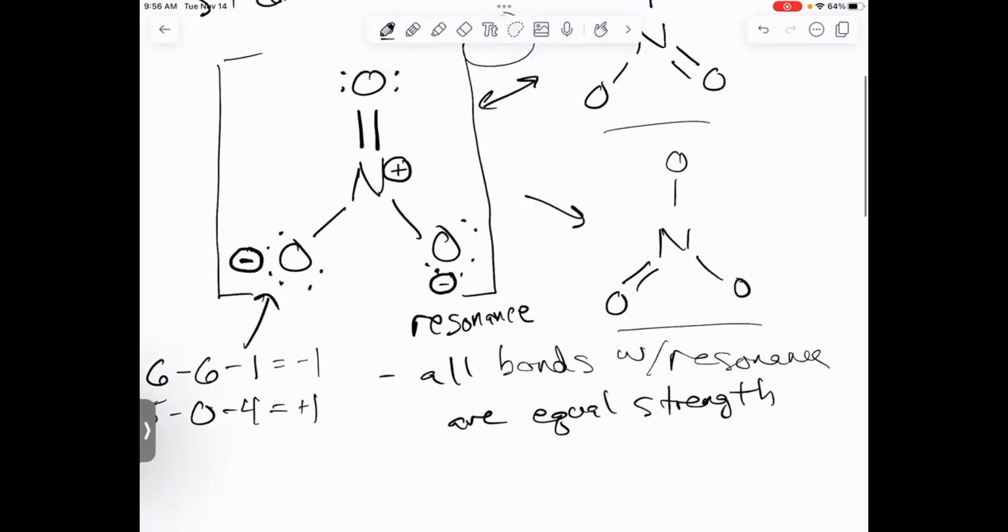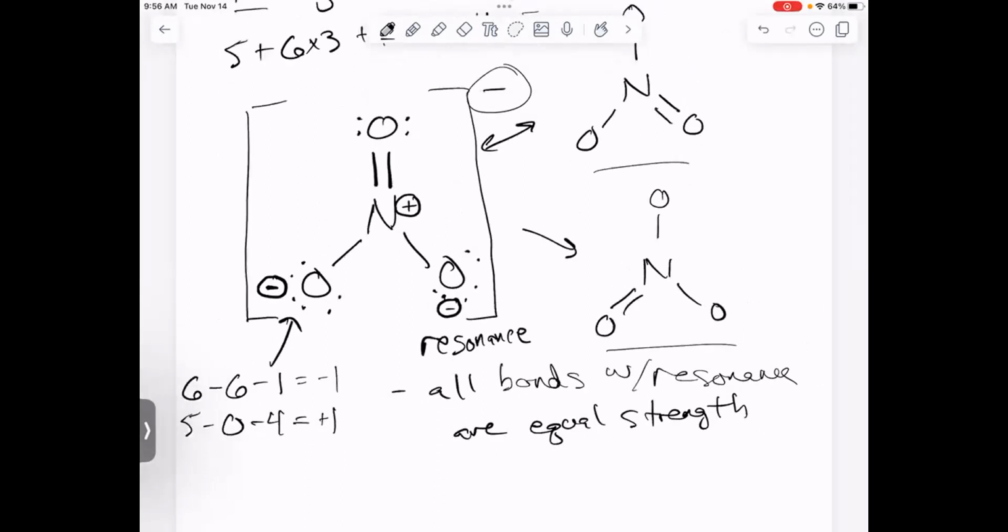Now, sometimes there will be ways to get rid of formal charge like this. In this particular example, there is not. There's just no way for us to do anything to get rid of that. And we'll get into more of that as we talk about exceptions to octet rules here in a moment.